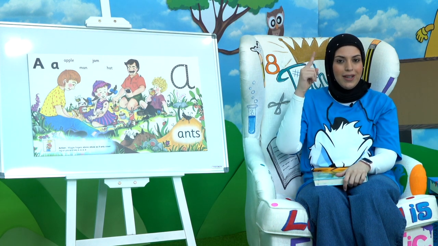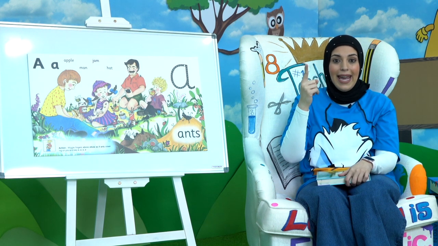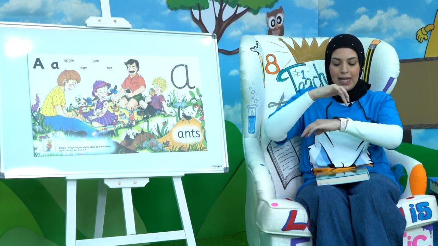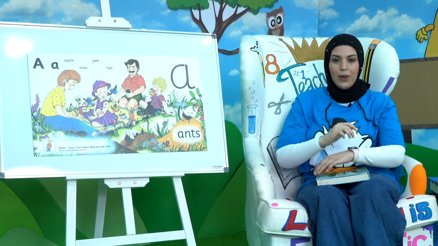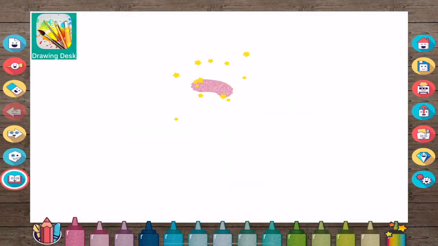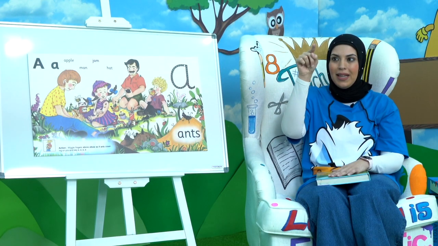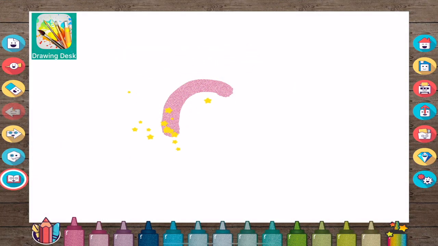Okay, now it's time to write. Show me your magic fingers and let's write in the air the letter A sounds a, a, a. Now let's start with small a. Let's go up, then down. Close the circle and give it a tail. Well done. One more time. Circle, up, bend down, and a tail.